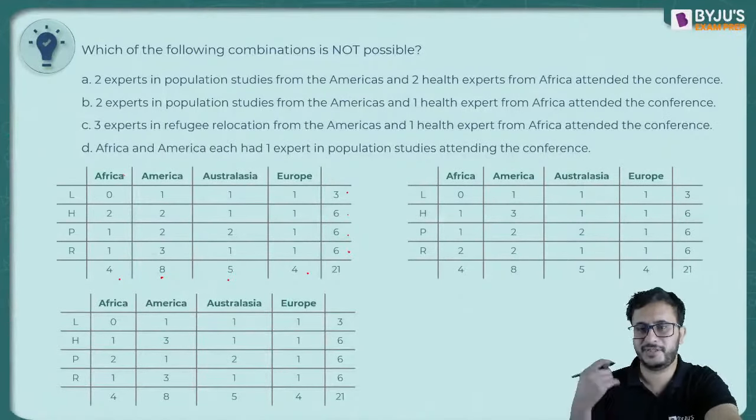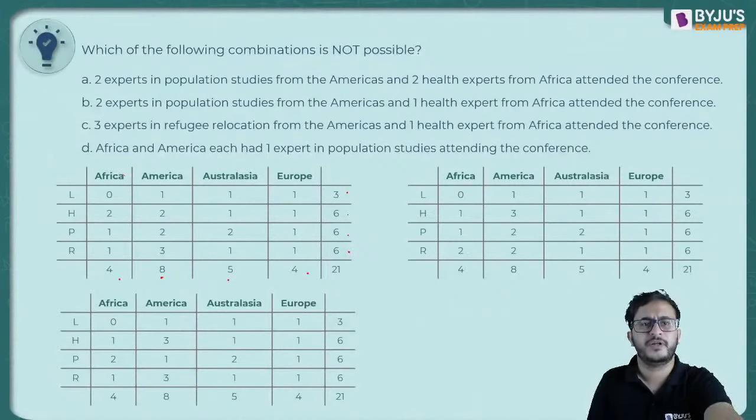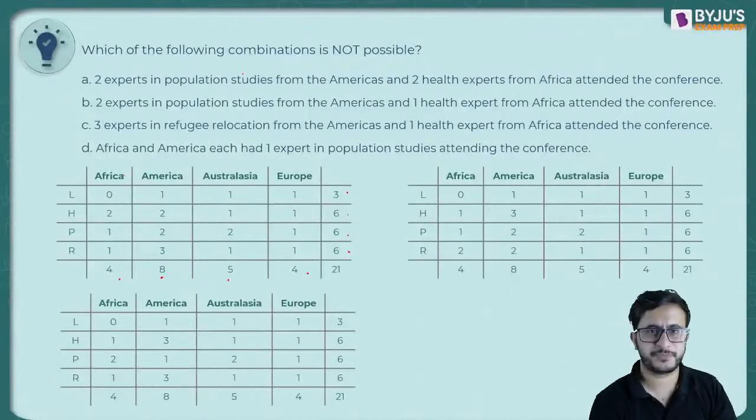Fast in the sense that if you can think fast, you can do fast. Otherwise, those are questions that require special thinking abilities. Okay, two experts in population from America, two in America. In only this case you have two health experts from Africa. And two from population America and two from health. So this is possible.